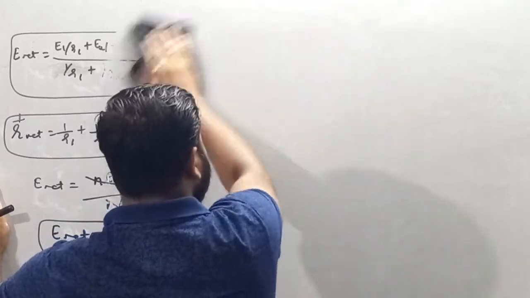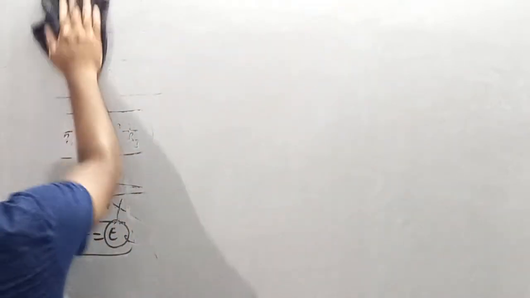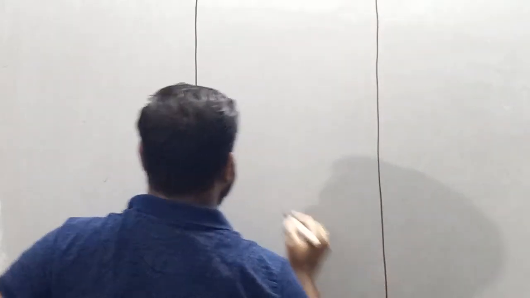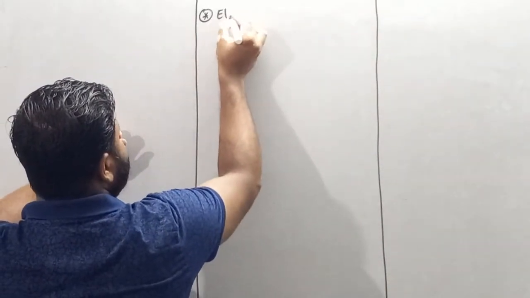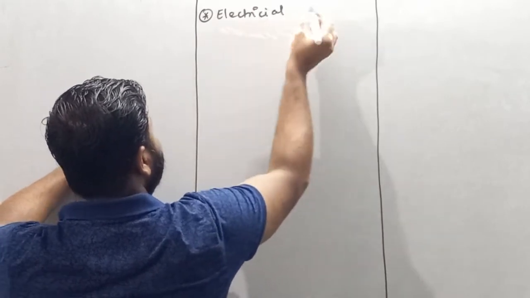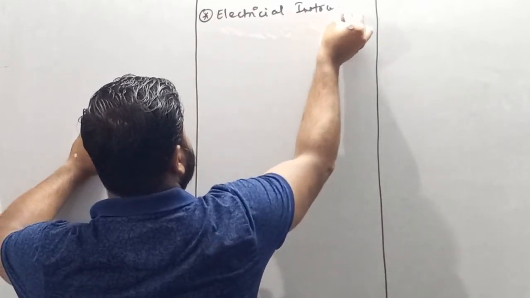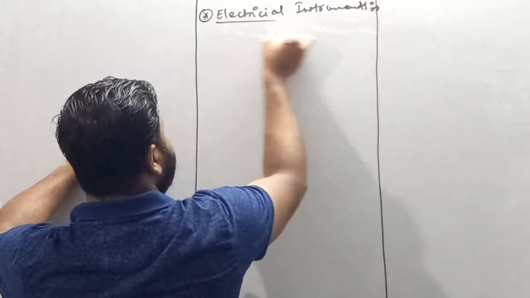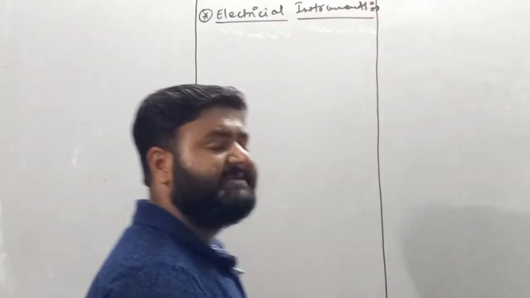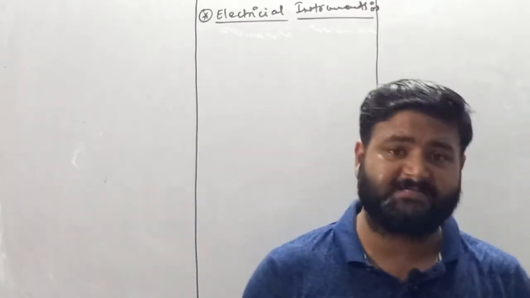Now we'll move on to another part of this chapter, that is electrical instrument. So write down electrical instrument. Write down the next heading. It is electrical instruments. So in this chapter we'll discuss 4 different types of electrical instrument, my dear student.